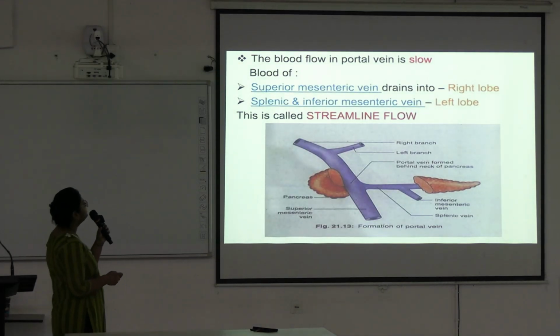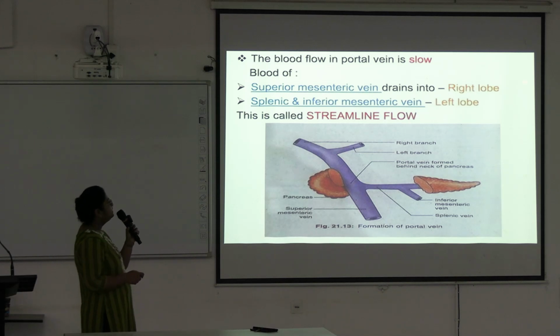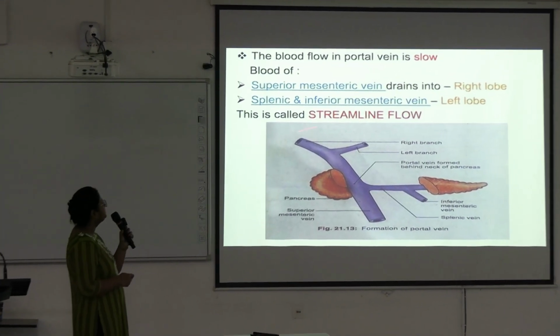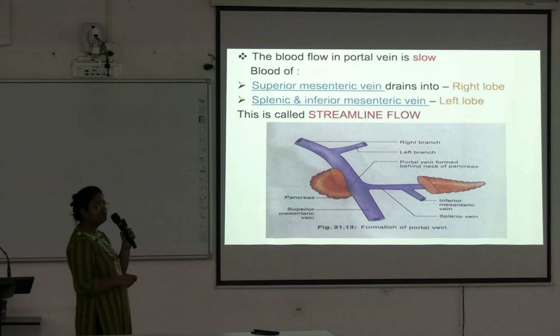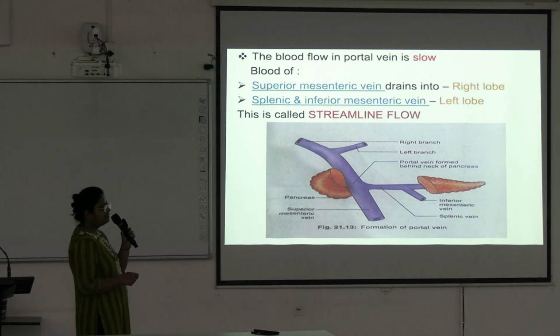The blood flow in the portal vein is slow, and blood of the superior mesenteric vein drains into the right lobe of the liver, and the splenic and inferior mesenteric veins drain into the left lobe of the liver. This is called streamline flow. Here you can see the splenic vein and the superior mesenteric vein joining to form the portal vein, and it again divides into two branches, right and left, for the right and left lobes of the liver. Those are physiological lobes of the liver.